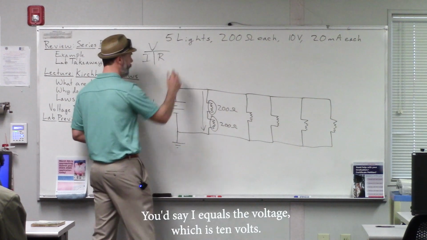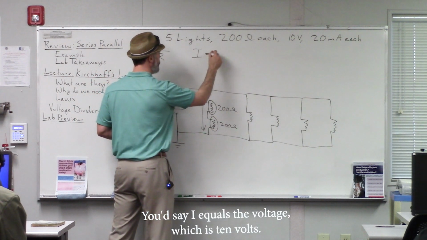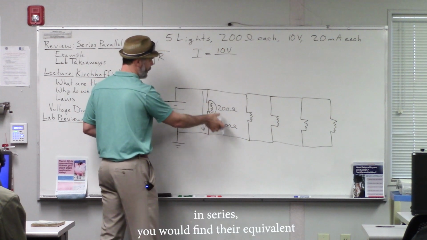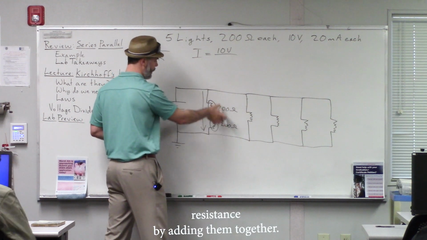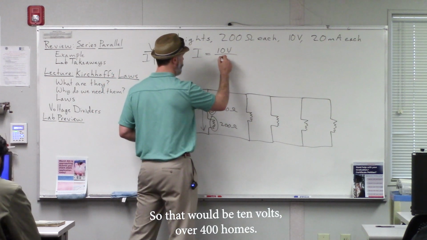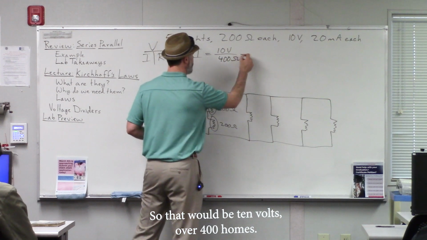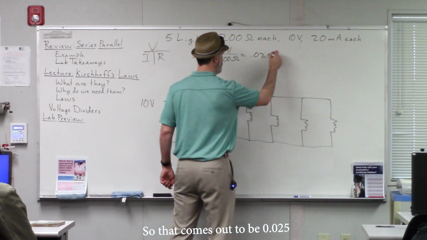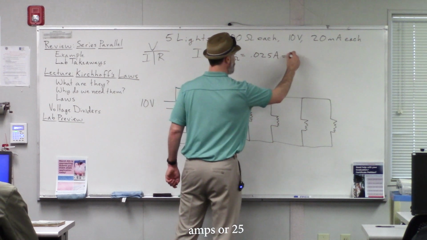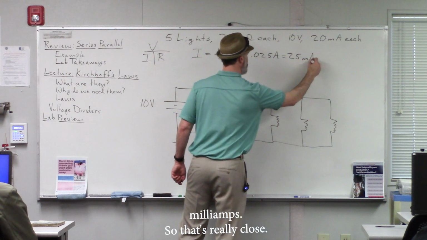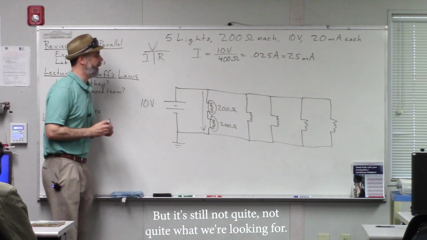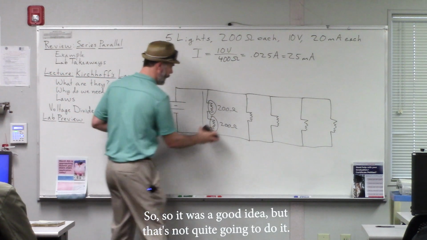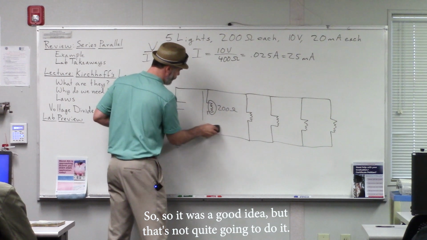You could use Ohm's law again. You'd say I equals the voltage, which is 10 volts. And since these two are in series, you would find their equivalent resistance by adding them together. So that would be 10 volts over 400 ohms. That comes out to be 0.025 amps or 25 milliamps. So that's really close, but it's still not quite what we're looking for. It was a good idea, but that's not quite going to do it.